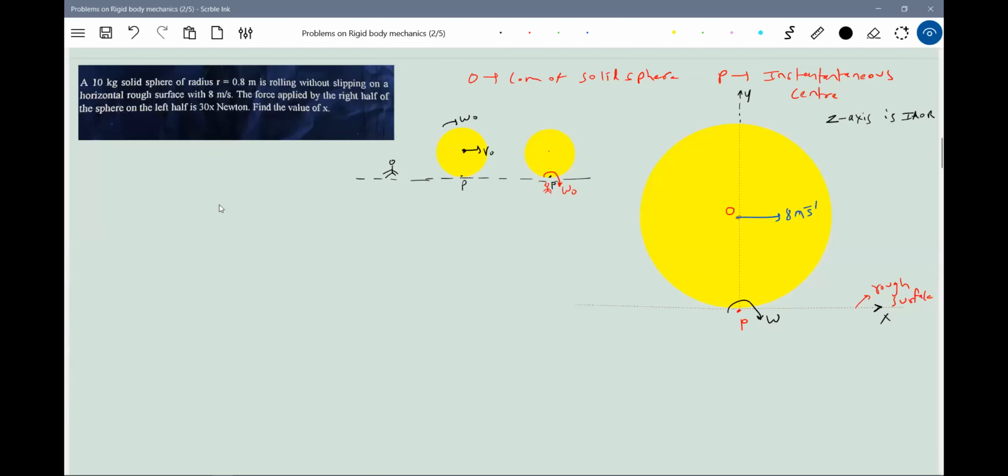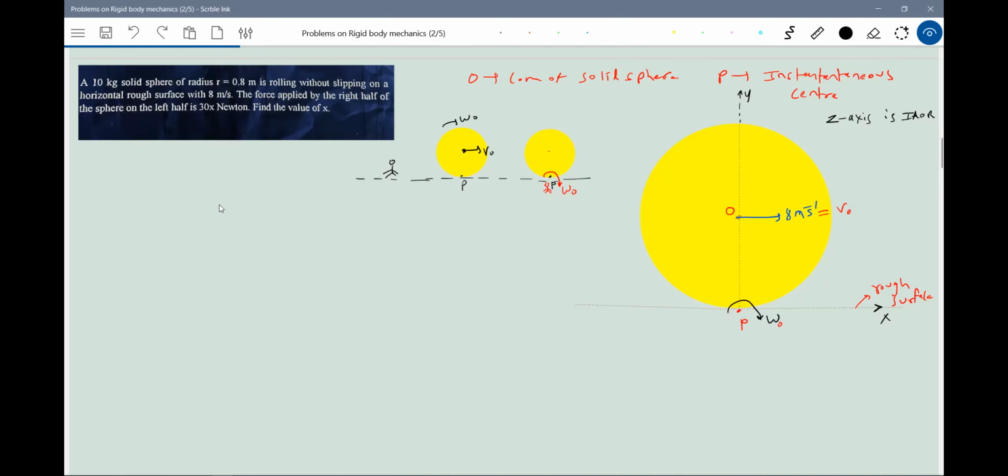If it has angular velocity, let it be. Equilibrium doesn't mean that it should be at rest. It can be in motion. At that instant, the rigid body is in rotational equilibrium about point P. Rotational equilibrium means that about point P, the net torque should be 0.